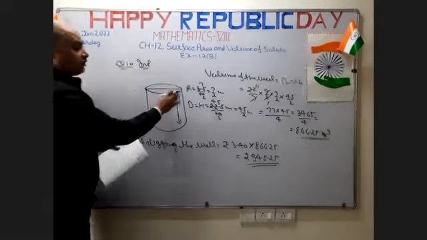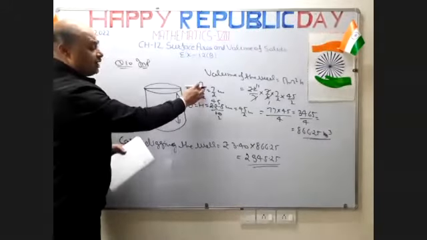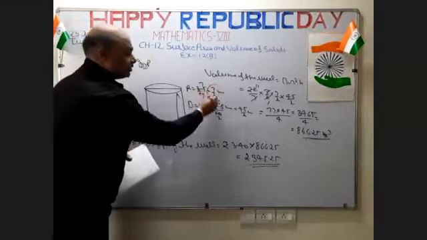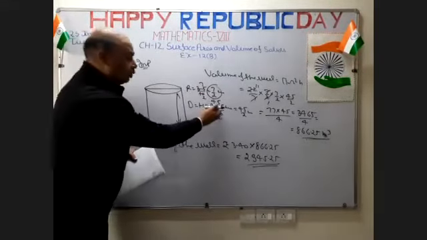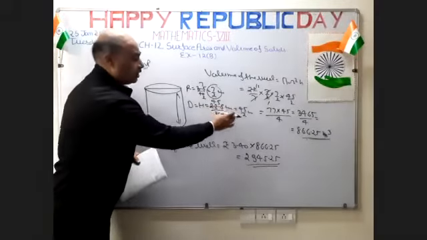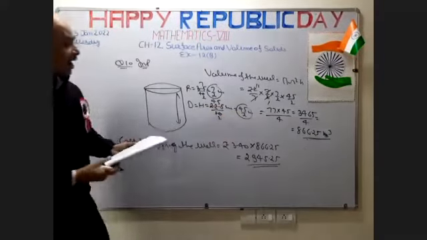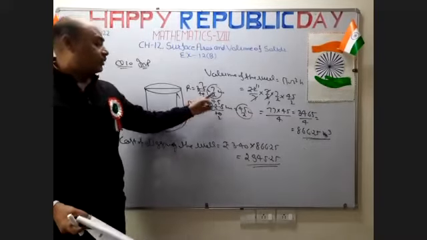The radius is given 3.5. So I remove this decimal. After removing the decimal, this is going to be 7/2 meter. Okay. Height of well is also given 22.5. I remove this decimal and it's converted into 45/2. Now height becomes 45/2 and radius becomes 7/2.